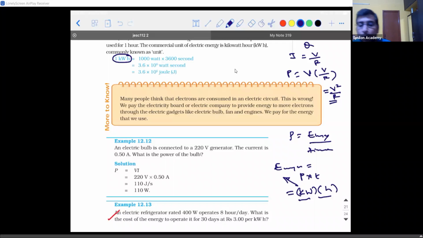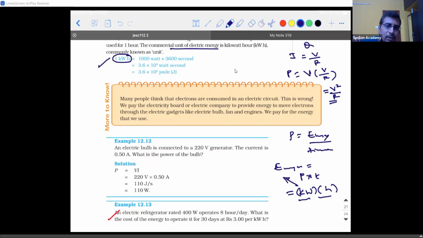If you want to know what exactly it means, you will have an EB meter at your home. EB means electricity board meter, where you'll be able to find a wheel. When that wheel is revolving, it will tell you the amount of energy consumed by you. You will be able to see the reading. Those readings, whatever you're seeing there, are measured in terms of kilowatt hour. So that is why it is called the commercial unit of electrical energy.